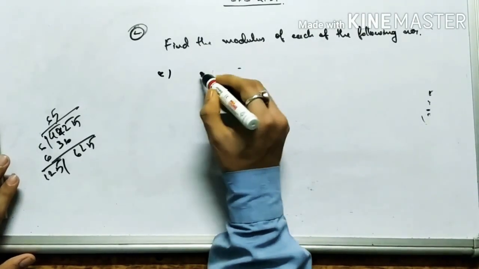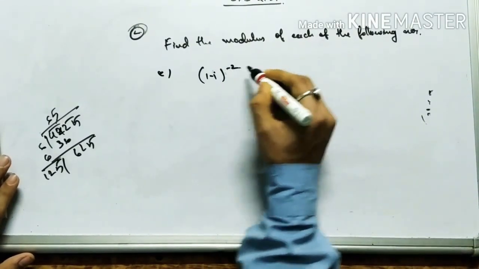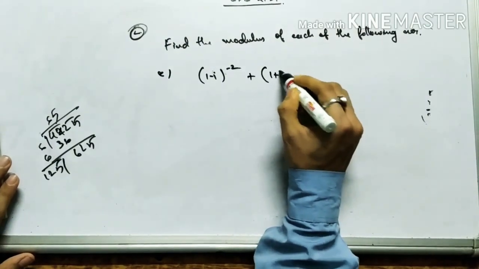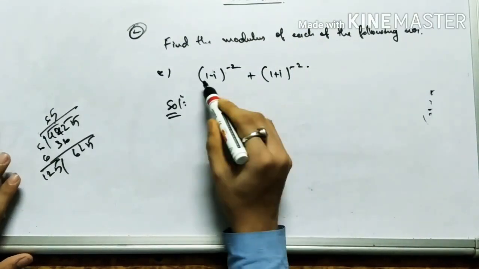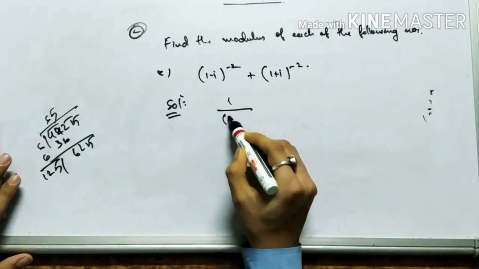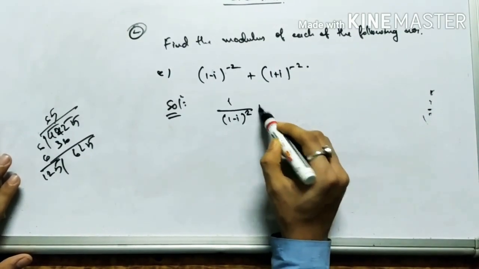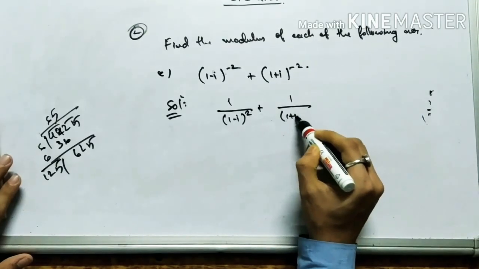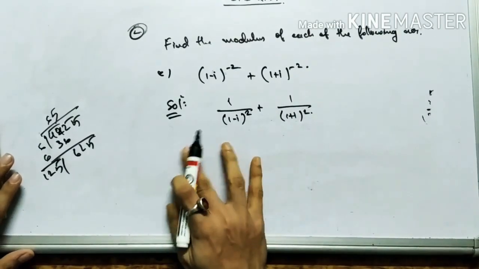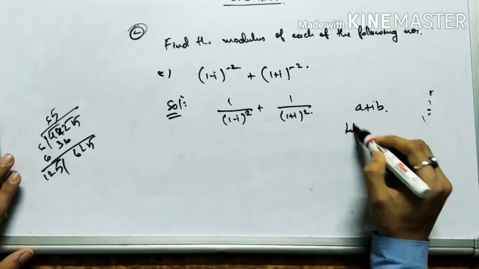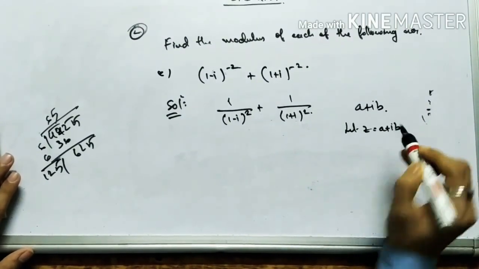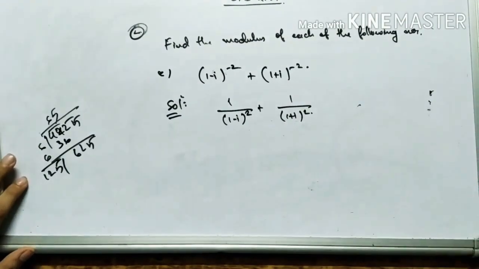So next, number E I am showing you: 1 minus i to the power minus 1 plus 1 plus i to the power minus 2. So in here, solution. So in here you see these two, I can write it as 1 by 1 minus i to the whole power 2 plus 1 by 1 plus i to the whole power 2. First of all, I will solve it a little bit. Then I will bring it in the form of a plus ib. Then I will say that let z is equals to a plus ib. Understand?